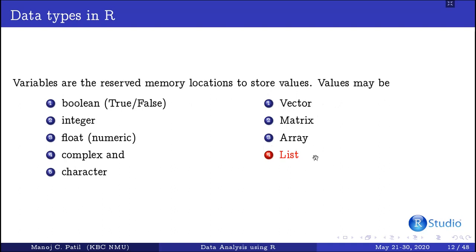You can create a list. First element is Boolean, second is integer, third is again integer, fourth is numeric. It will not create any difference. It is just a collection of variables only.